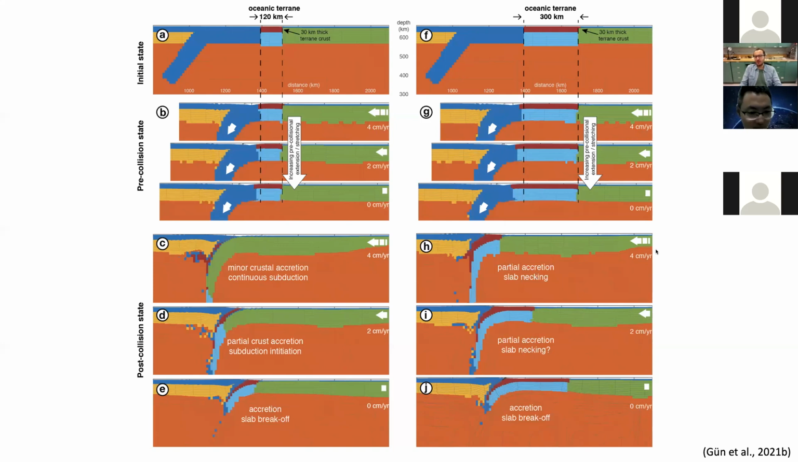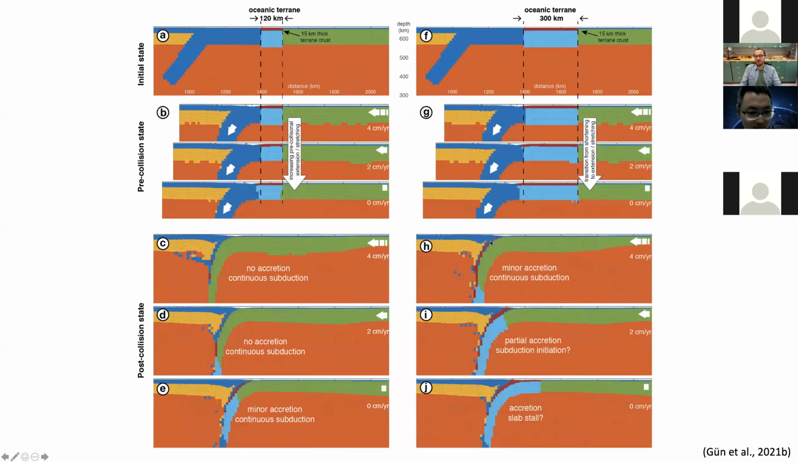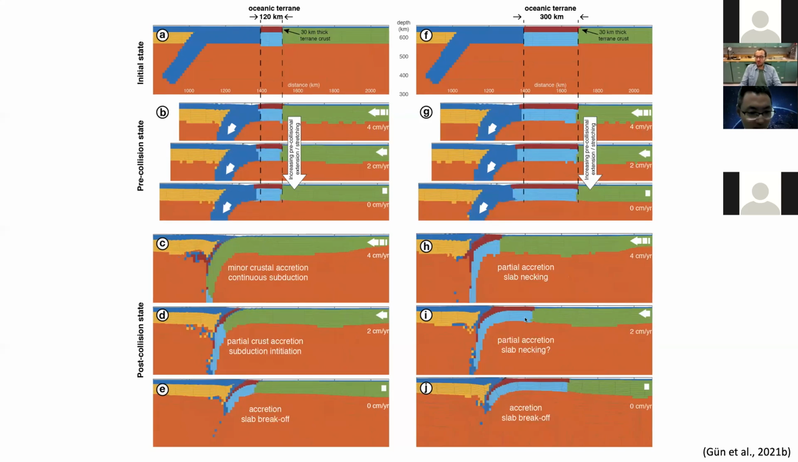So if the impulse velocity is high, we see some subduction of this oceanic terrain, but still we have some significant accretion here too. I mean, compared to the previous model, where the crustal thickness is 15 kilometer, we don't see much accretion, but if it is 30 kilometer thick, we see a significant amount of crustal accretion here. And again, when we decrease the impulse convergence velocity, we see more accretion, and again, slab break-off cases.